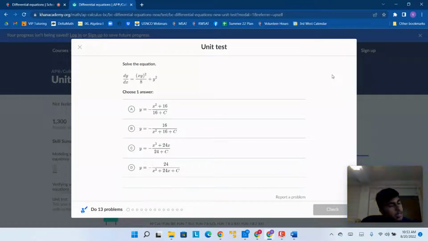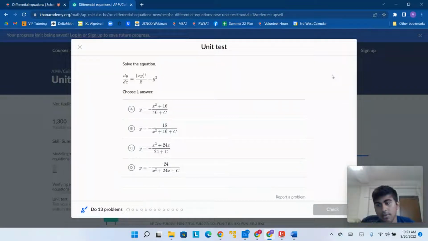Right, so now we just take the antiderivative of both sides. The antiderivative of 1 over y squared is going to be negative y to the negative 1. That's going to equal, let's see, x cubed over 24, right? x cubed over 3 divided by 8, plus x plus c, because you have to have that plus c in there.